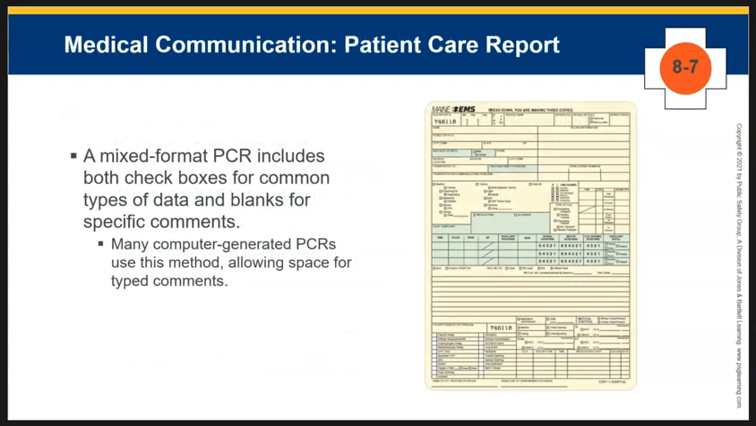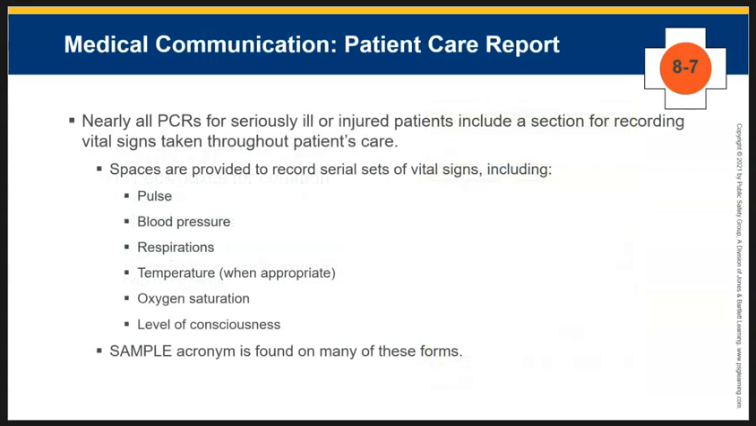Now, a mixed format PCR highlights both. We see a few check boxes here, a few opportunities for fill in the blank. Maybe that's where you record the patient's SAMPLE history and so on. So we get this mixed format as well. Nearly all PCRs have a section for serial vital signs if needed. And the key ones that we take on the hill are going to be pulse and respirations. We may take oxygen saturation with a pulse ox or blood pressure when they arrive in the first aid room, and level of consciousness is part of our primary assessment as well.